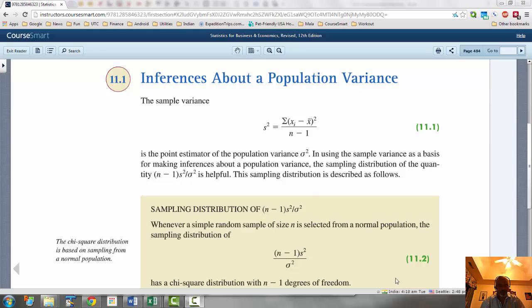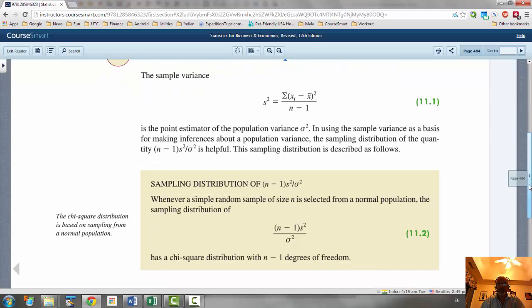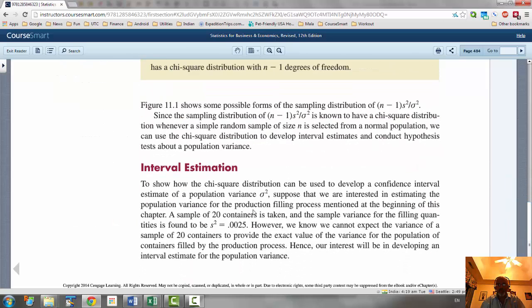Now let's look at an Excel example of developing a confidence interval for a single population variance. Here is the sample data, and this is about a machine that fills liquid detergents, and the filling process is supposed to have some variance. So we take a sample of 20 containers, and the sample variance turned out to be 0.0025.